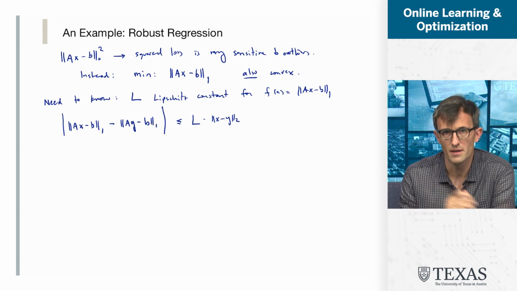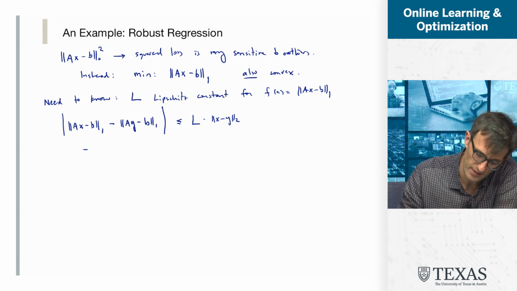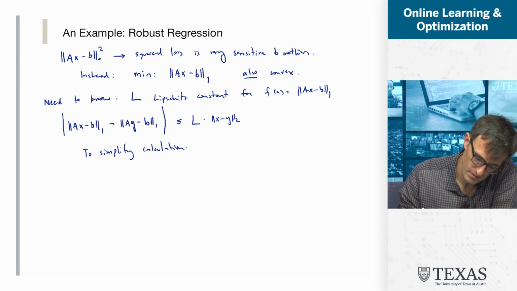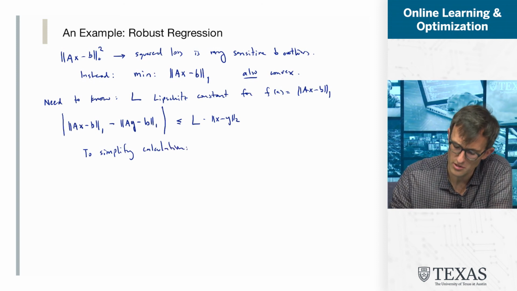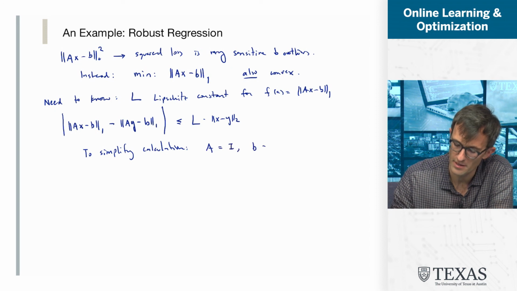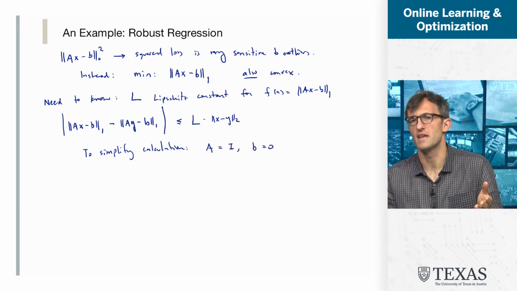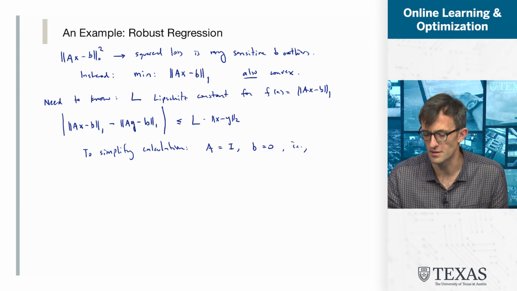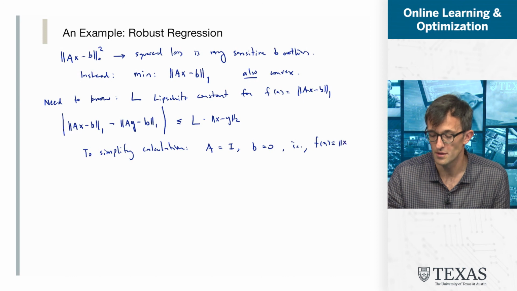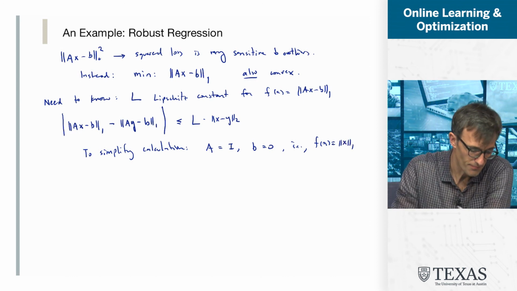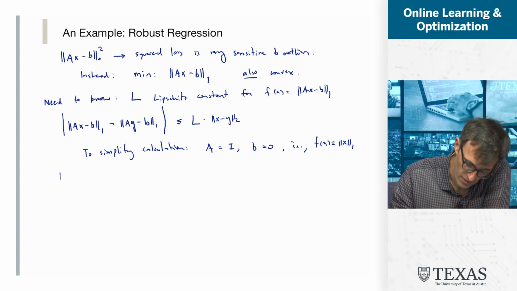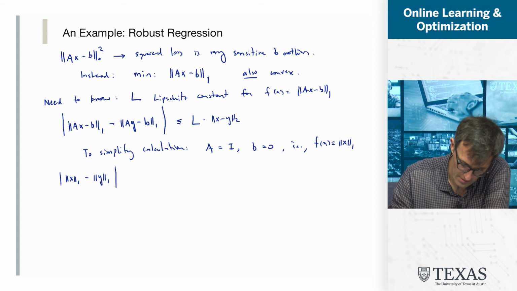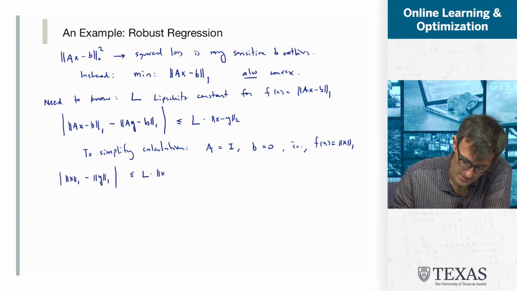Let's do a little bit simpler version of this calculation. So to simplify the calculation, it still gets the main point. Let's just set A equal to the identity and b equals 0. So in other words, let's just do the simpler task of computing the Lipschitz constant of the function f of x equals the L1 norm of x. Just a little bit easier. Okay, so what do we have? We've got the L1 norm of x minus the L1 norm of y. I want to upper bound that by L times the norm of x minus y.